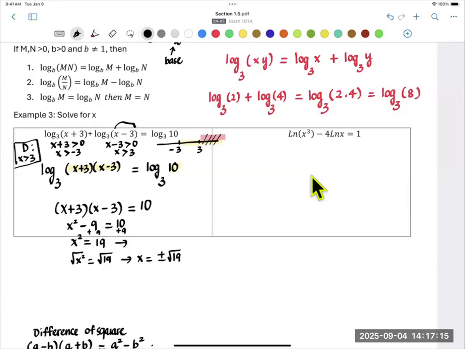So if x must be greater than 3, then I cannot have the negative as my answer. So my final solution will be x equals the square root of 19, because x equals negative root 19 is not in our domain, so I cannot put it into our equation.